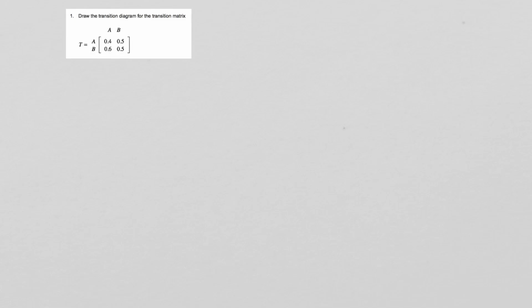Let's draw the transition diagram for this transition matrix. Now we can see that we've got two states. So what we're going to do is draw two circles, one for each state. Maybe this will be state A, this will be state B.